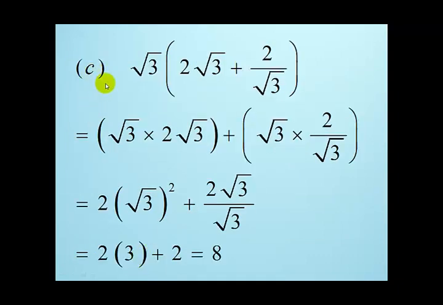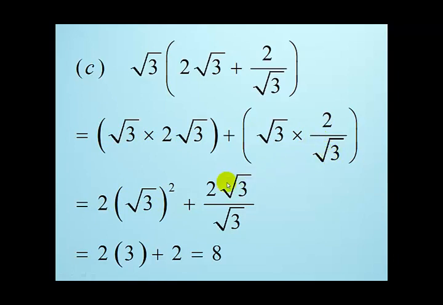Now see, root 3 times 2 root 3 plus 2 over root 3. Here we multiply root 3 by the terms in the bracket. So we have root 3 times 2 root 3 plus root 3 times 2 divided by root 3. Now when we multiply root 3 by 2 root 3, the coefficient of the root 3 here is 1. So we multiply the coefficients. So we have 1 times 2, and that is 2. And root 3 times root 3 is root 3 all square, plus root 3 times 2 will give us 2 root 3 divided by root 3.